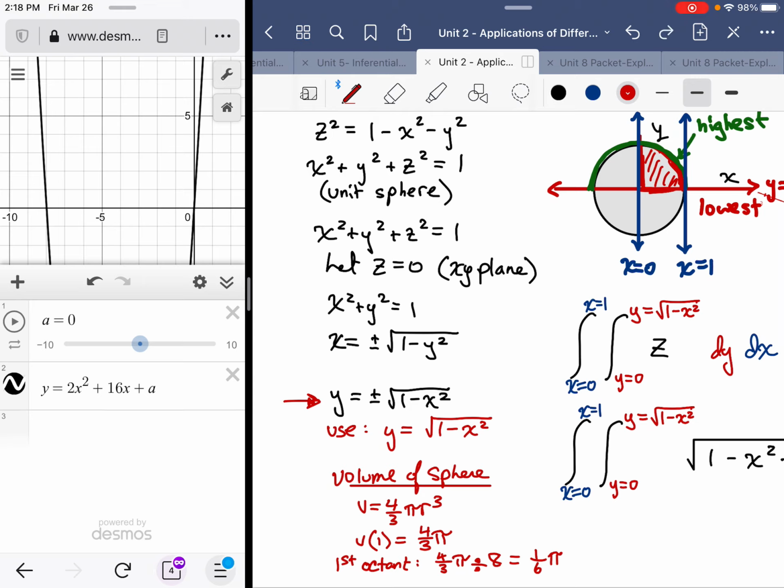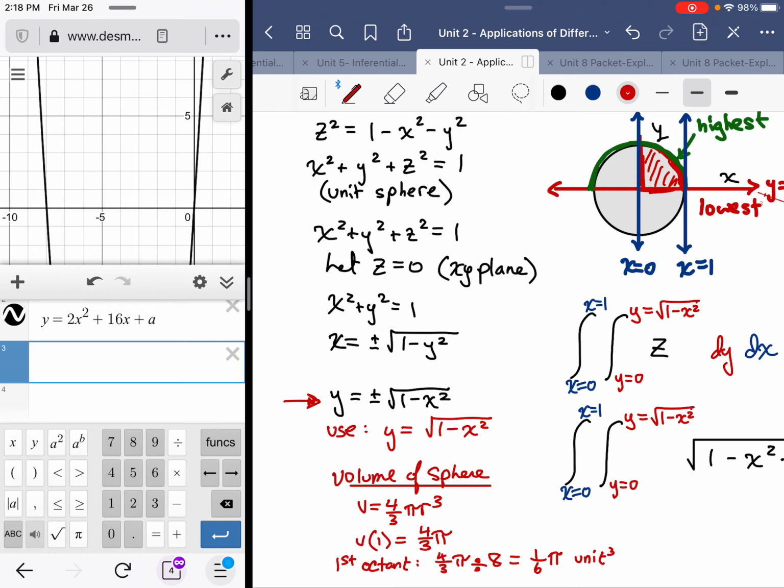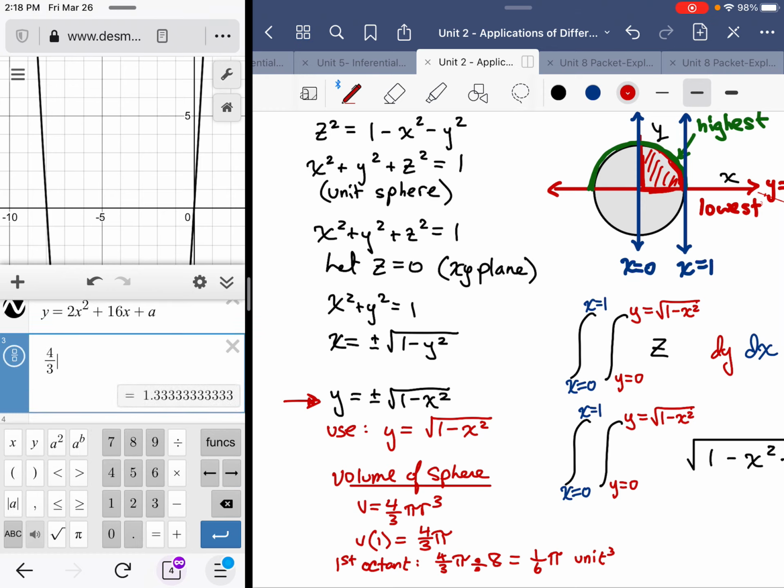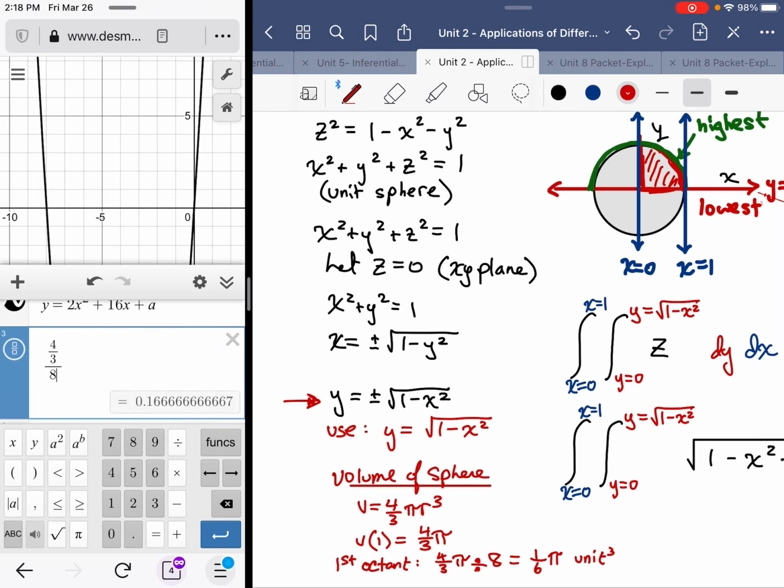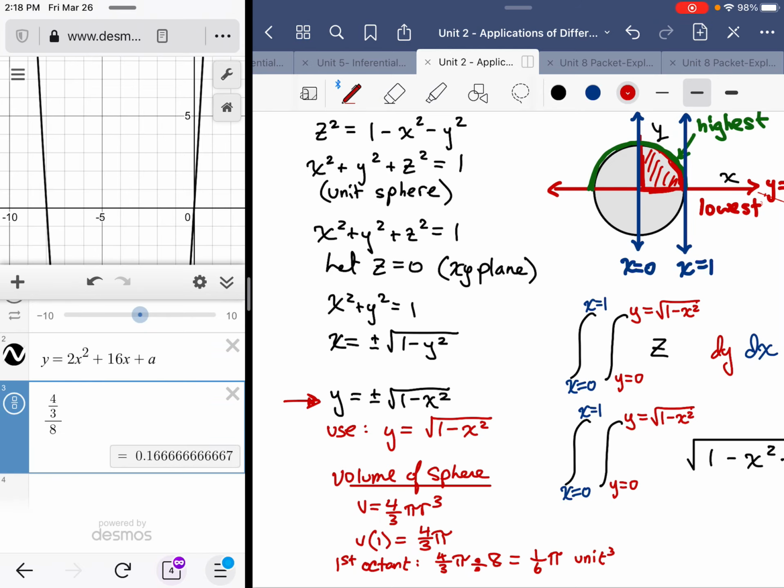Cubic inches, where am I getting inches from? Who knows? Cubic units. And that's not a 3. It's been a long week. All right, and I don't like doing it that way. 4/3 divided by 8, and then just slap on the pi after the fact.